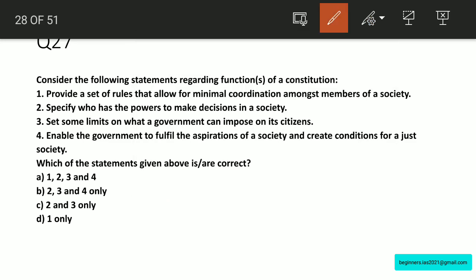Consider the following statements regarding functions of the Constitution. Statement A. Provide a set of rules that allow for minimal coordination among members of the society. Yes, this statement is right. Specify who has the power to make decisions in a society. Yes, this is also correct. Set some limitations on what government can impose on its citizens. Yes, this is also correct. Enable the government to fulfill the aspirations of the society and create conditions for a just society. Yes, this is also correct. We have to identify the correct statement. Therefore, A, 1, 2, 3, 4 is correct.